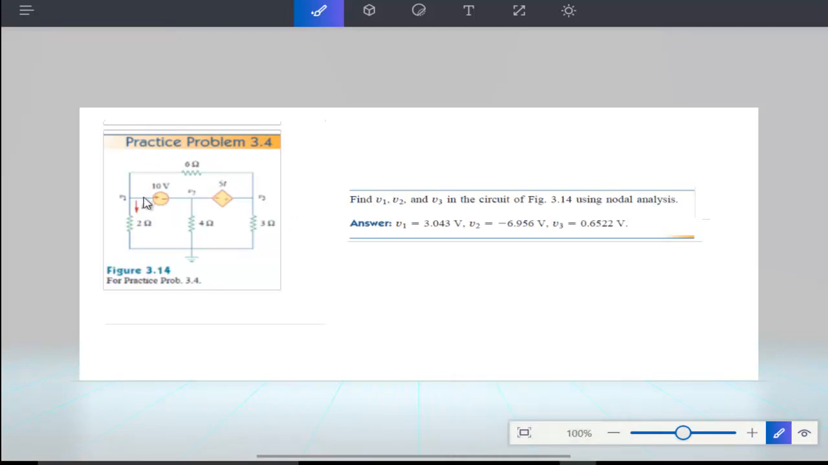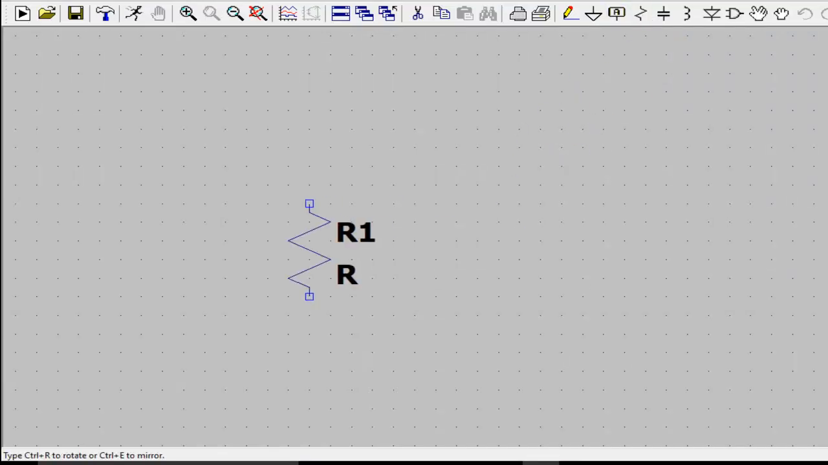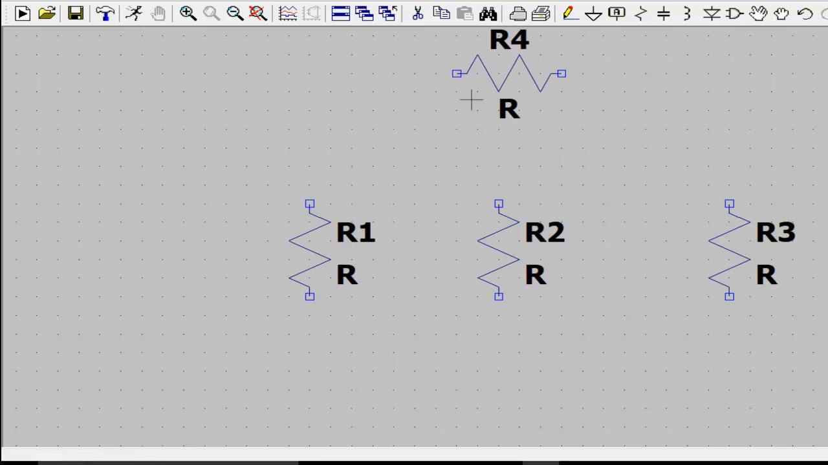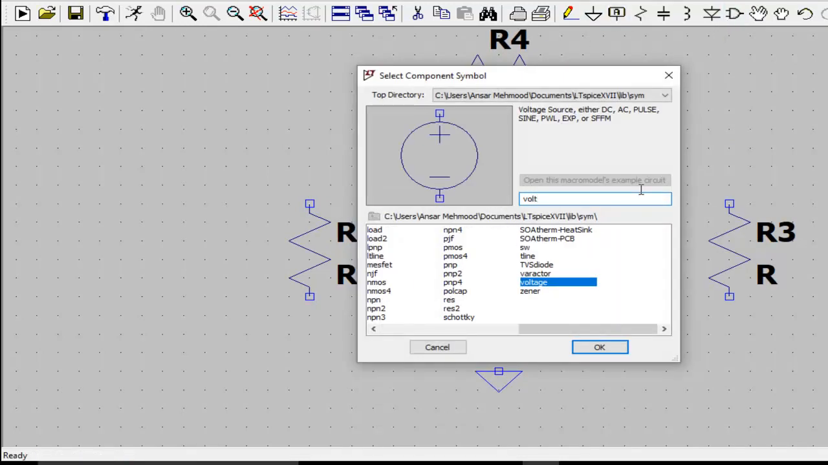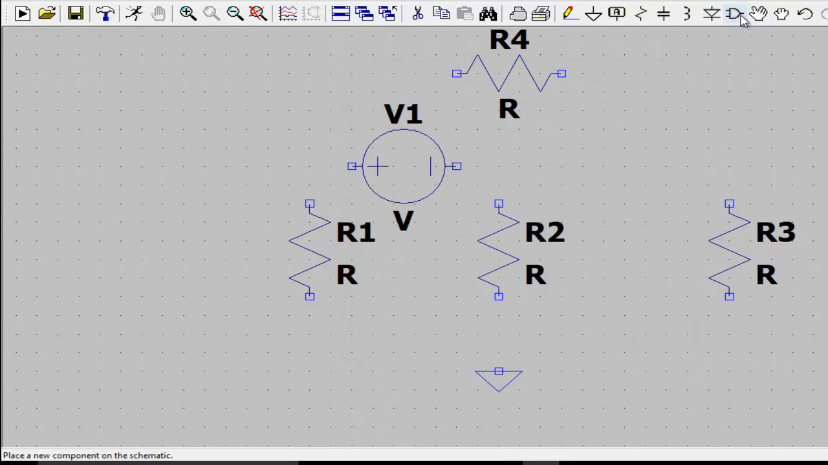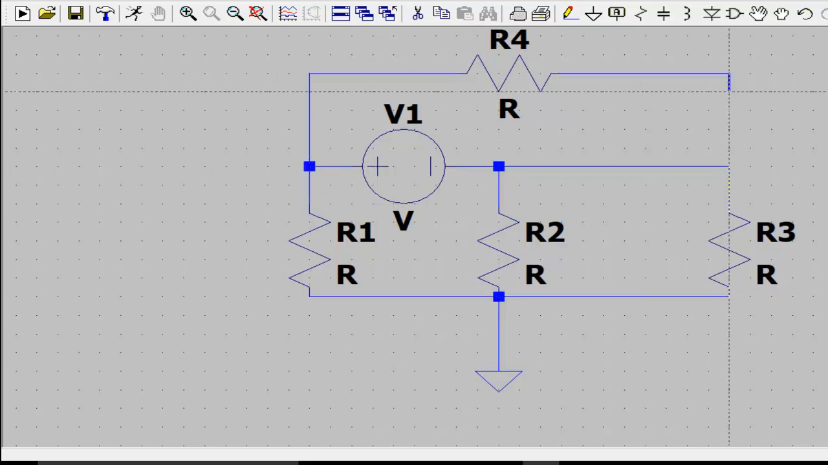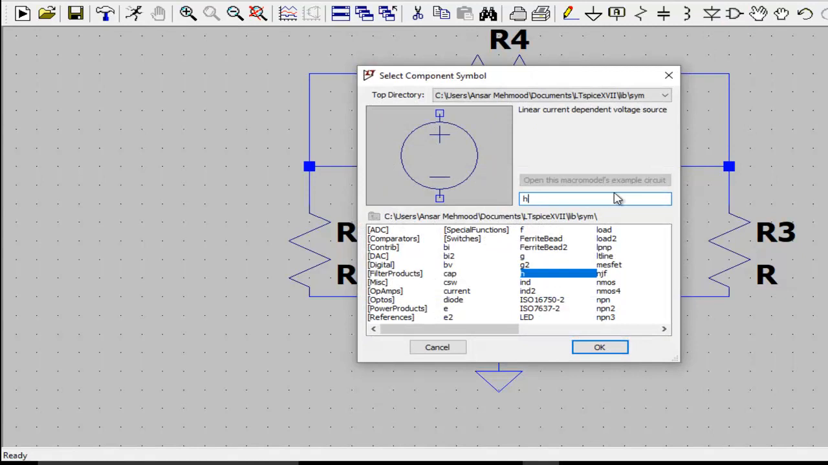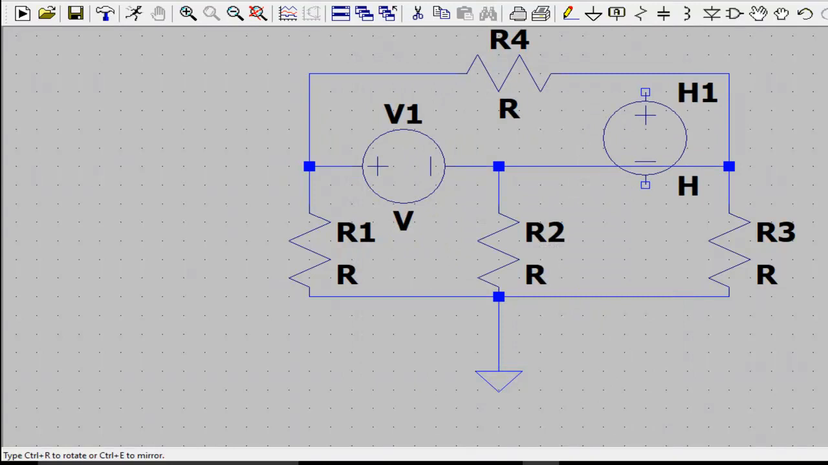First I will choose the components, after that I will select their values accordingly. Now we have to choose a current dependent voltage source. We simply come here and type H, and we can read the caption, which is current dependent voltage source, means that this voltage source depends upon the current flowing through the circuit. So I simply place it here in this polarity.